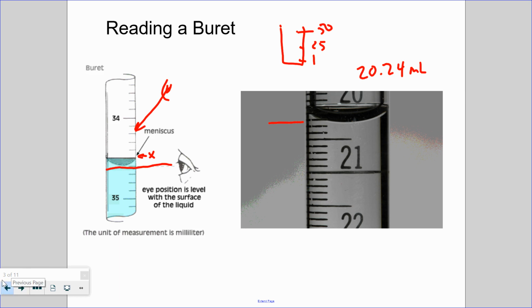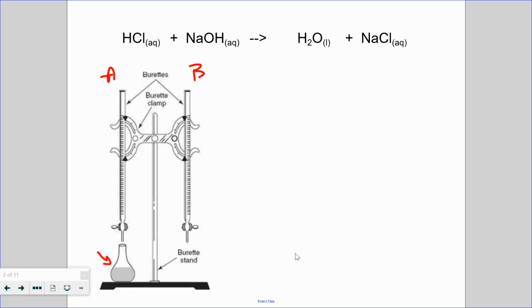Jumping back over to this other slide, what burettes actually measure is the volume of a liquid. In this particular case, what they measure is the volume of an aqueous solution. So if we wanted a very accurate measurement of volume, we would use a burette. Keep that in mind as we start talking through how the process works. So burettes measure volume.